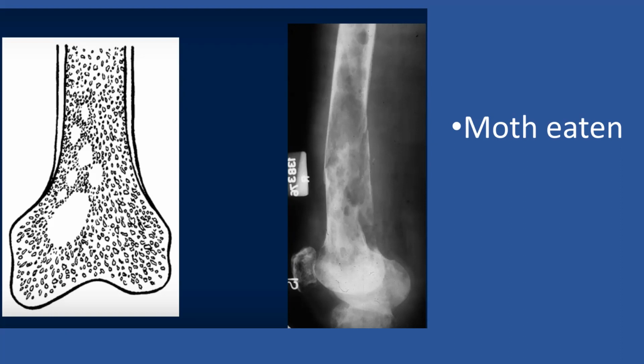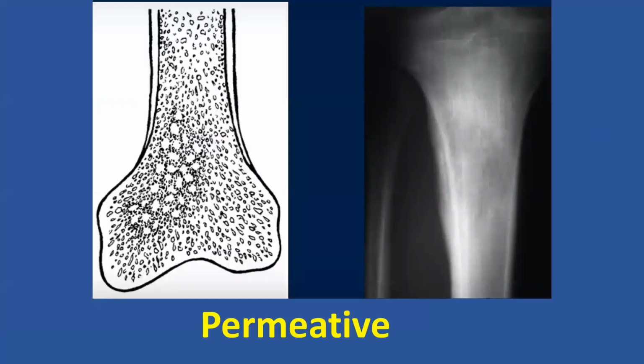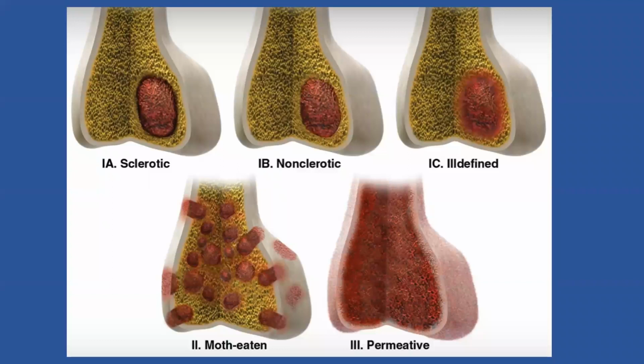So you have to keep this in mind, okay? And this is permeative. You see, it's involving the whole bone. This is an osteosarcoma. It's destroying the whole bone. You cannot see any boundaries. So a plain x-ray is very important in the differential diagnosis. This is a schematic drawing showing the sclerotic lesion, the less sclerotic, the ill-defined lesions, the moth-eaten, and the permeative.